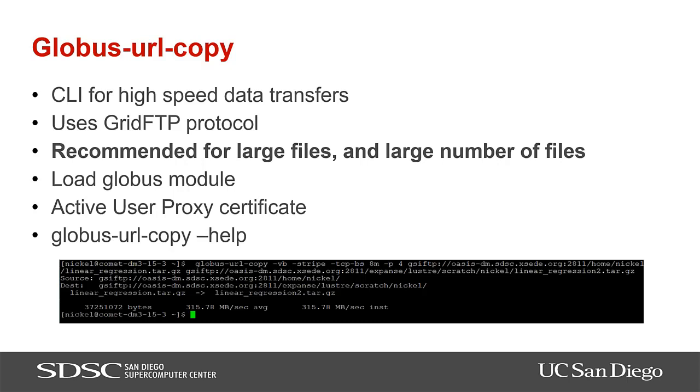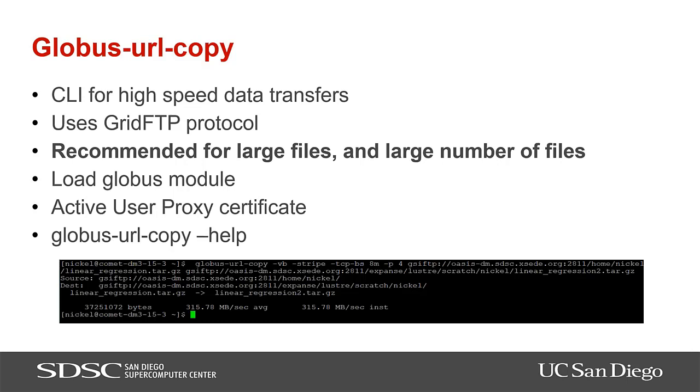So to use Globus URL copy, once you're on the data mover nodes, you need to load the Globus module. You need to check to make sure you have an active user proxy. The command is grid-proxy-info. It can tell you if it's available and how long it's available. By default, I think the certificates last for 12 hours. If you don't have one, you can use the command myproxy-logon to create a new certificate for yourself.